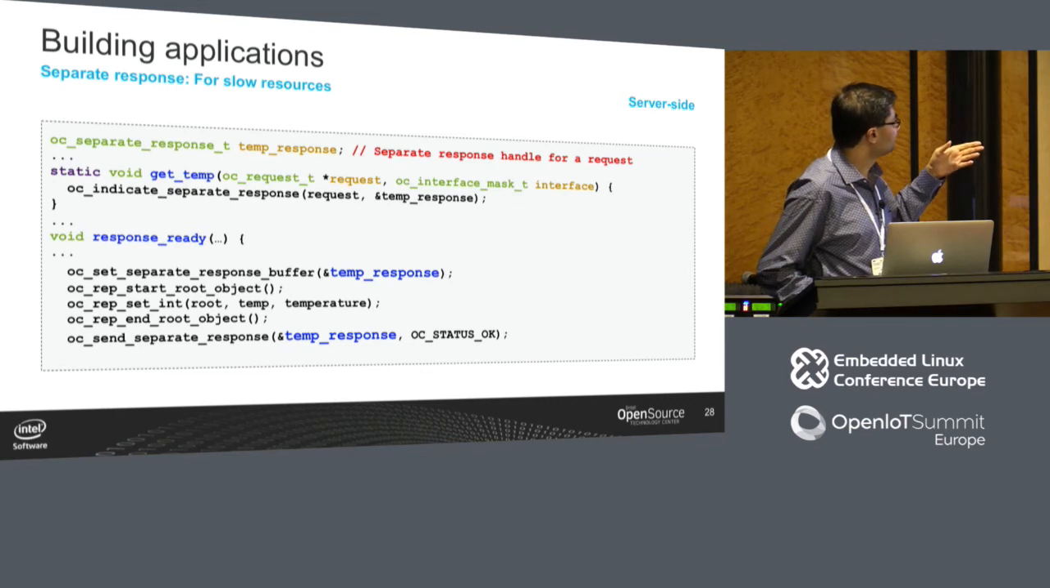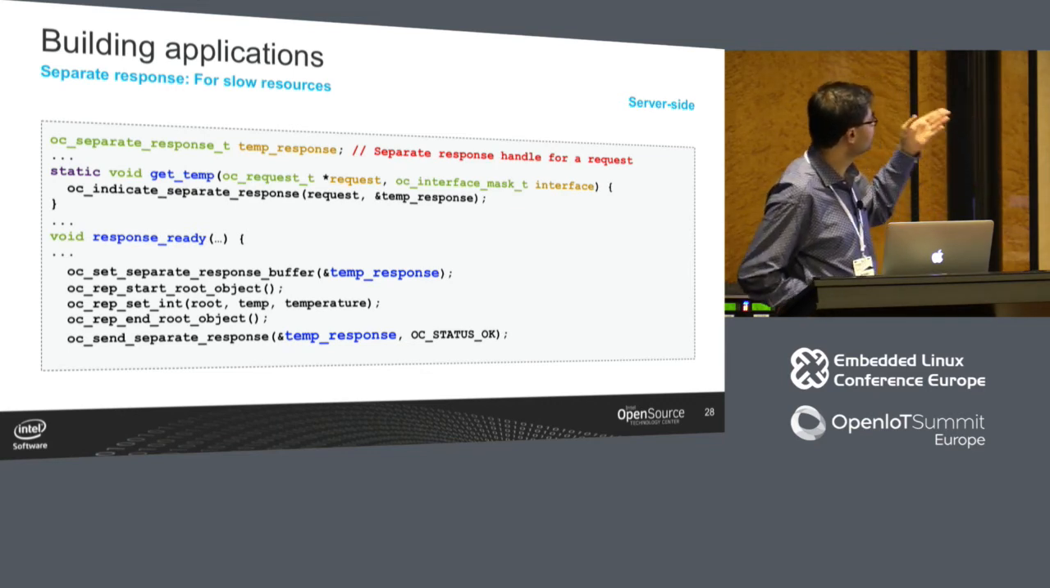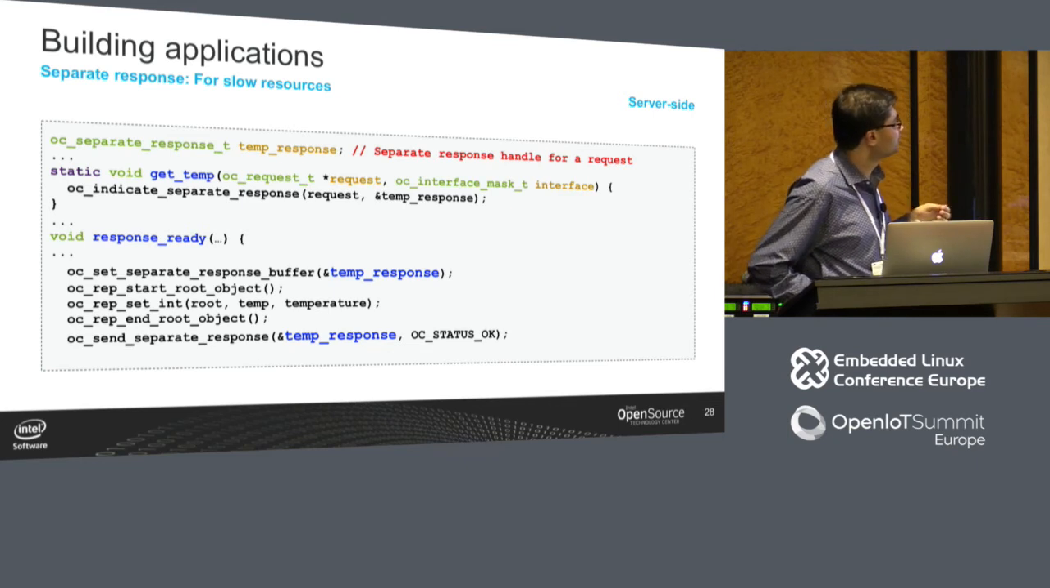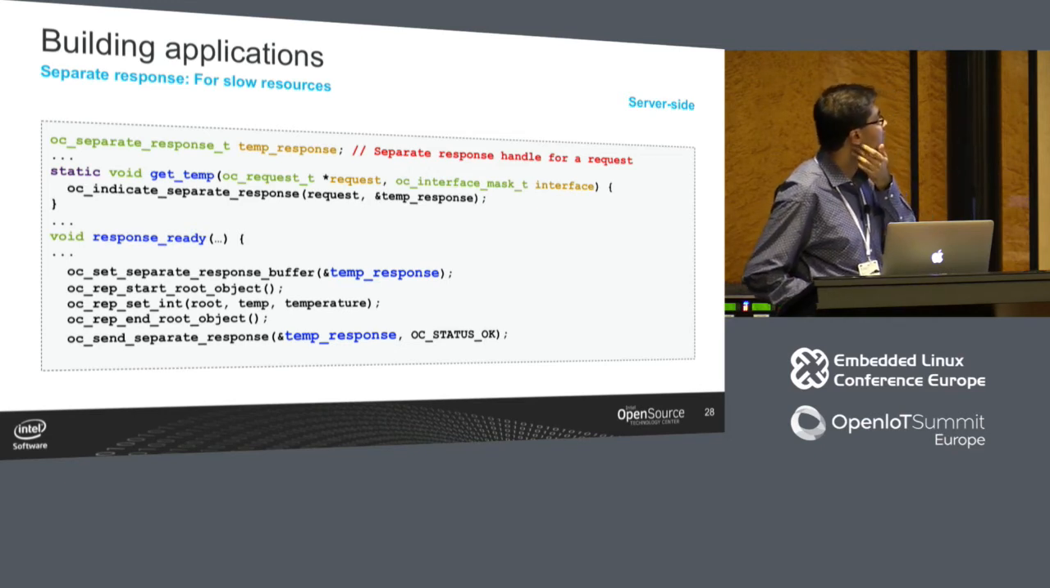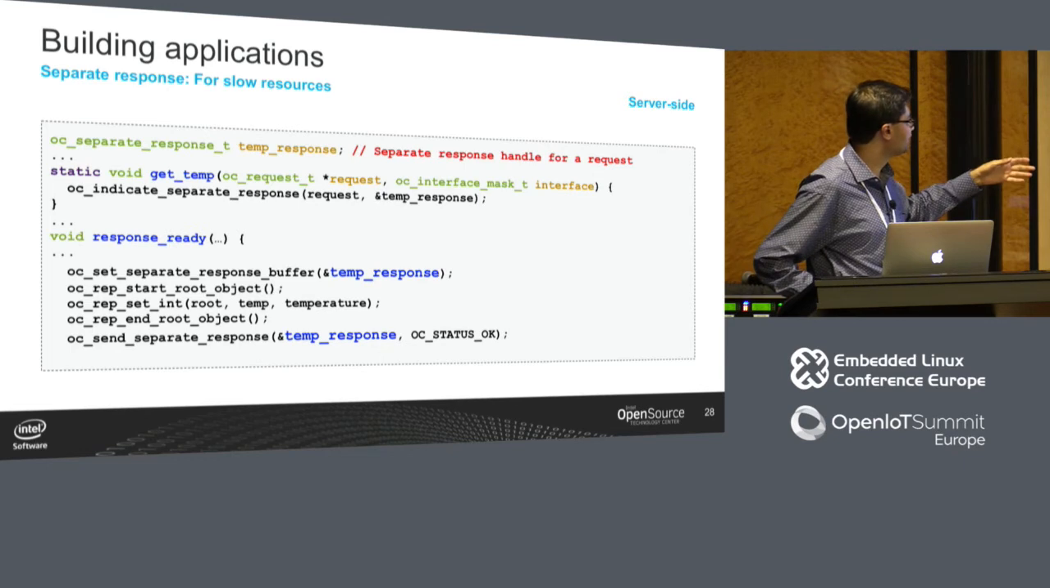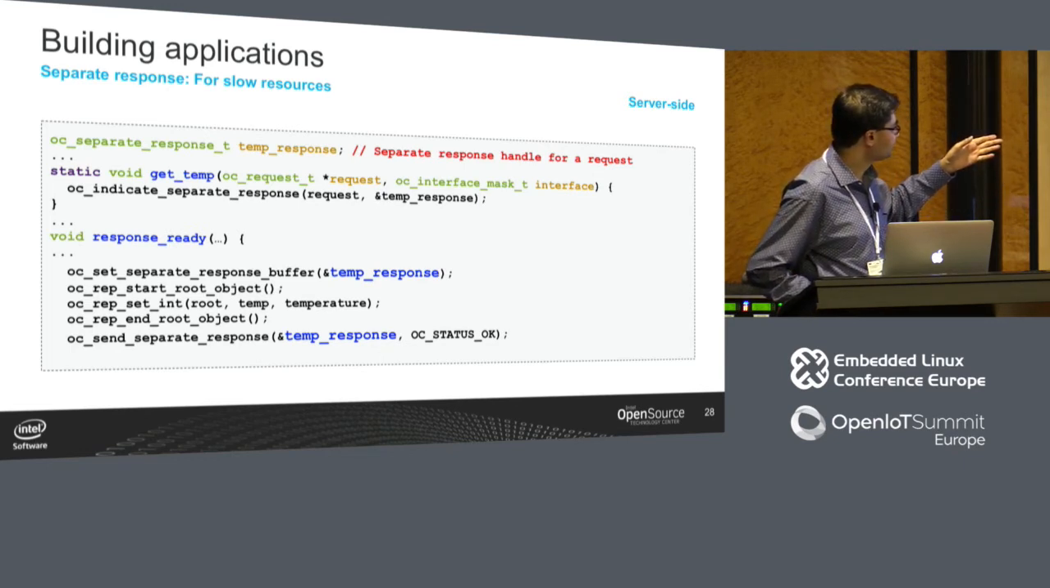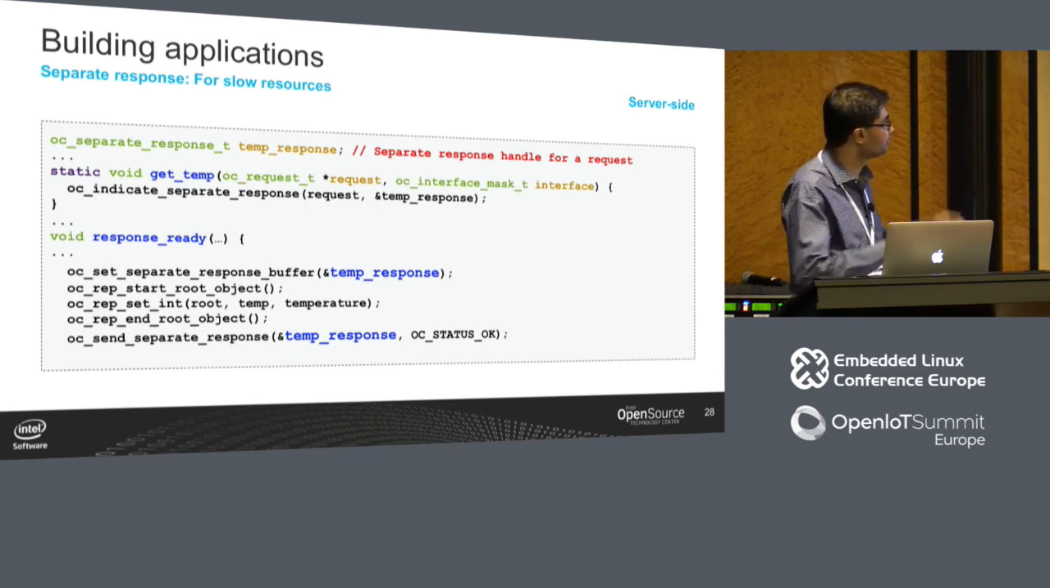So this is basically how you do it with the APIs. You declare a separate response handle to track all incoming requests. In the resource handler for some resource, you would basically use the indicate separate response call to add that request to the handle for tracking. And at a later point, whenever the response is ready, you would send the resource representation back to all of the endpoints that had requested that representation in that period of time.